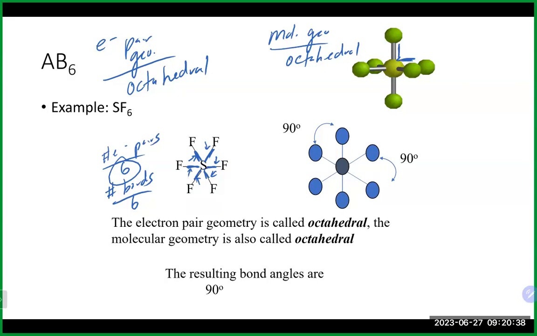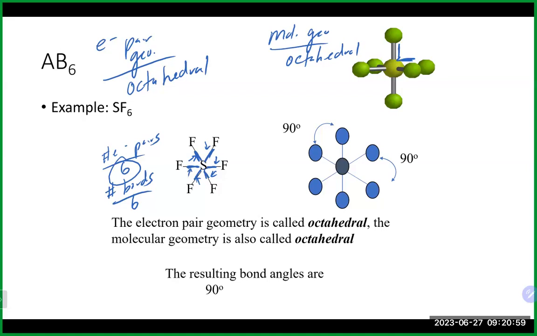In this case as well, our molecular geometry and electron pair geometry names are the same. Really, as I mentioned before, the best way to do it is through memorization, and number of electron pairs, number of bonds, really the easiest way to do it.